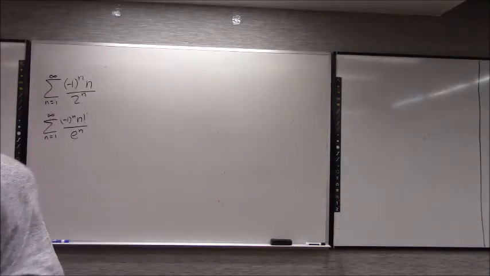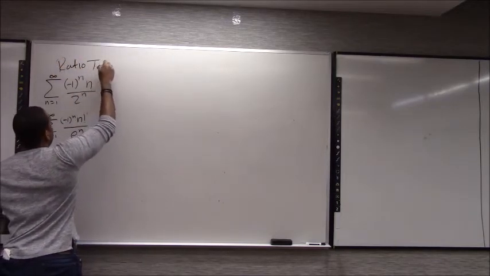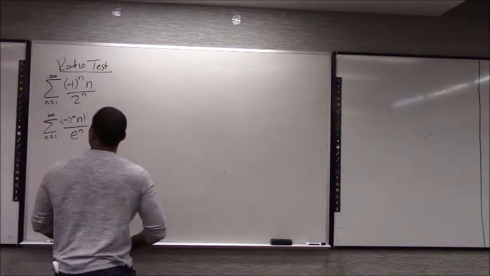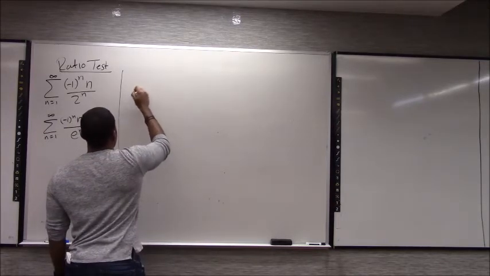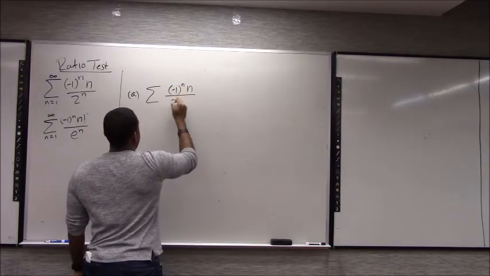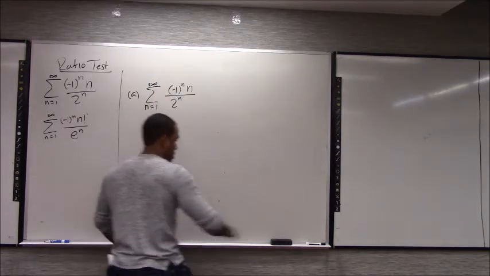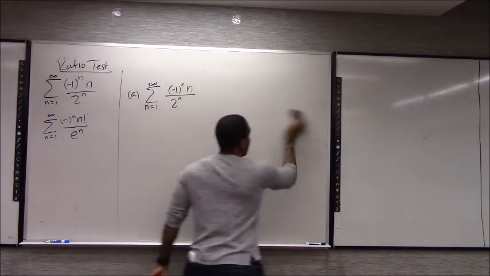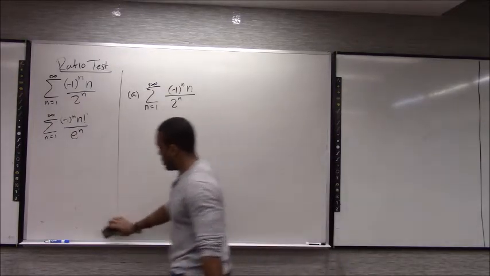Let's go. So last time we were looking at the ratio test, we looked at these two examples. Let's actually go through them. So example A. So first of all, this is something that you could use the alternating series test on, just so you know.